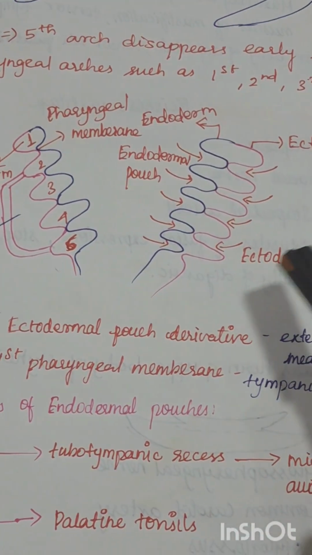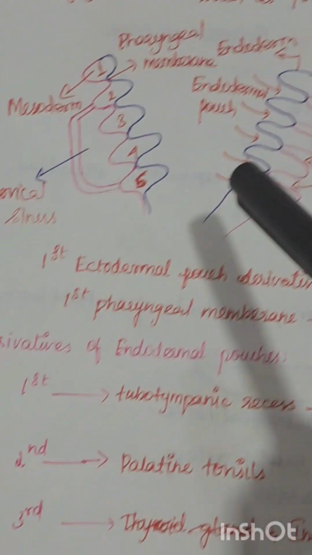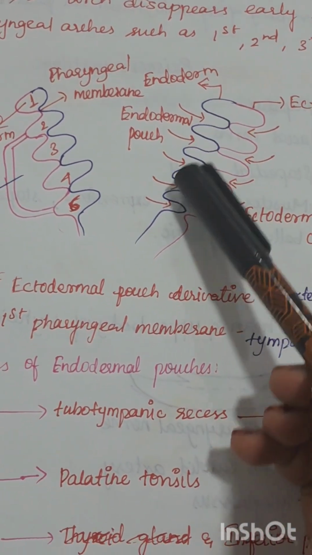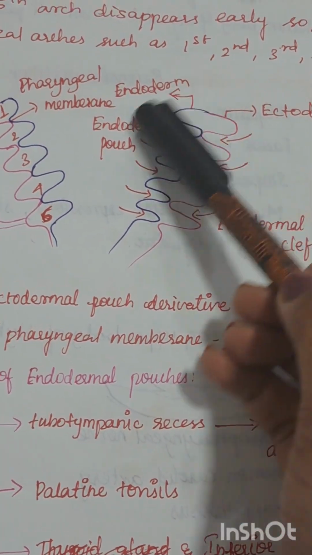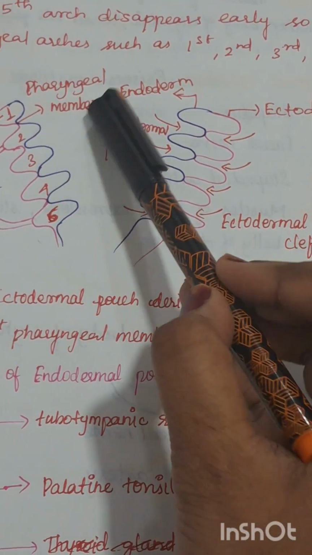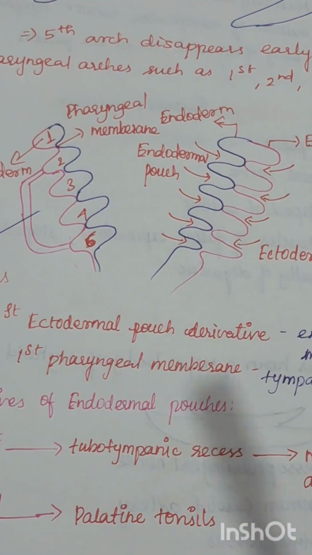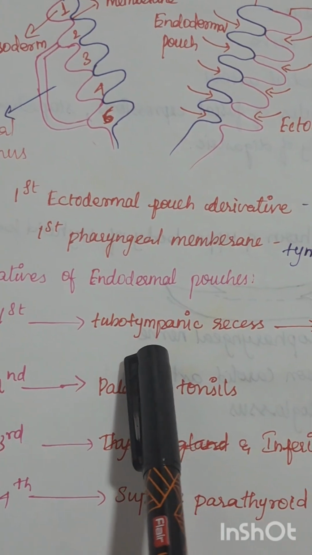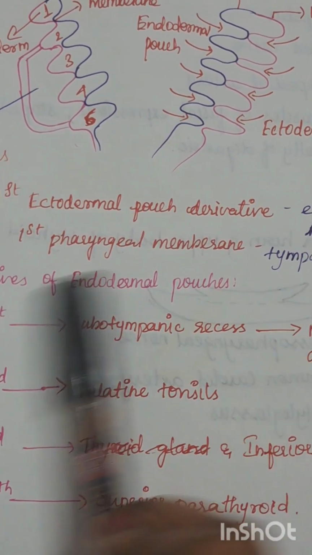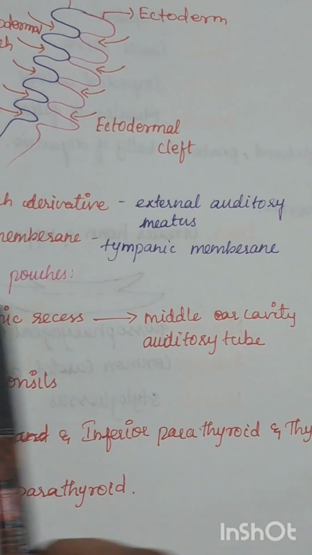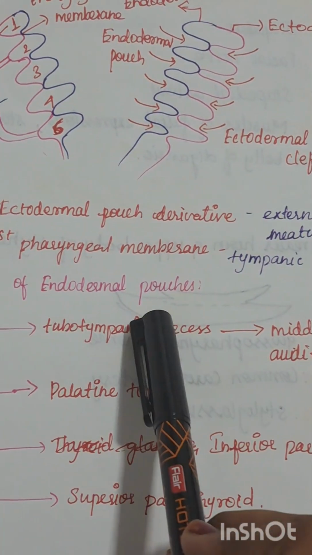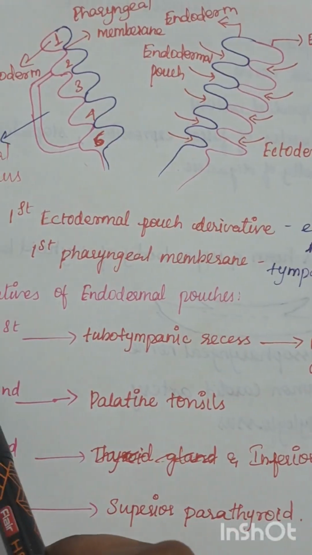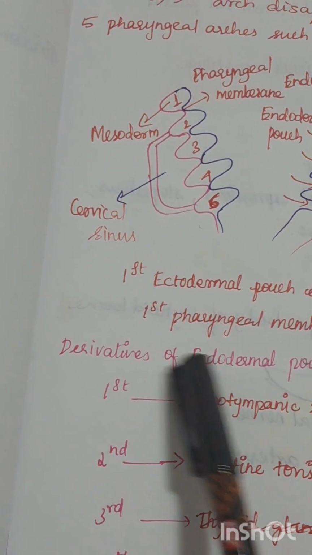Then we can move to the endodermal pouch. We have first, second, third and fourth, so there are 4 endodermal pouches. From the first endodermal pouch, the tubo-tympanic recess will be formed: tubo, which represents the auditory tube, and tympanic, which refers to the middle ear cavity. So these two form from the first endodermal pouch.